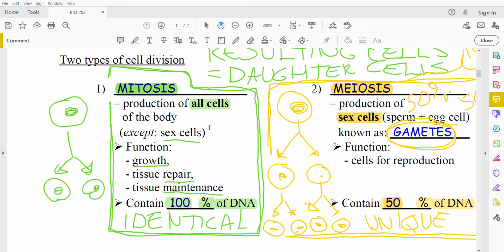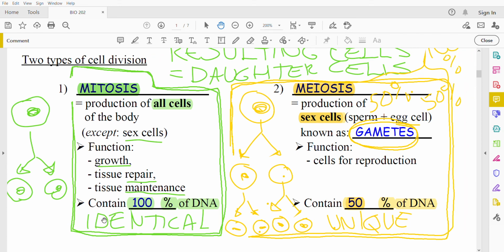The function was to allow the body to grow, repair any tissues that get damaged, and also maintain any tissues that we might lose just as a part of normal life. They contain 100% of the DNA in the offspring, so in the daughter cells. And these cells are, in terms of their genetics, identical, both the resulting daughter cells and the parent cell as well. Well, that completes our review of mitosis.